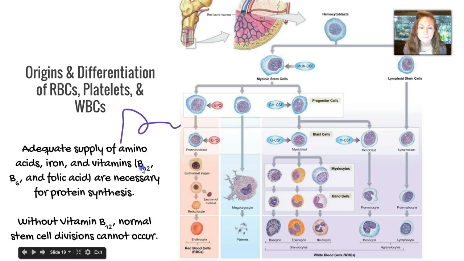And the last thing I just want to mention is that an adequate supply of amino acids, iron, and vitamins are necessary for protein synthesis. And without vitamin B12, normal cell divisions cannot occur. So we have to have these essential supplies in order for this maturation of red blood cells to occur.